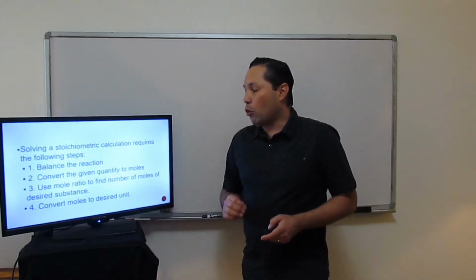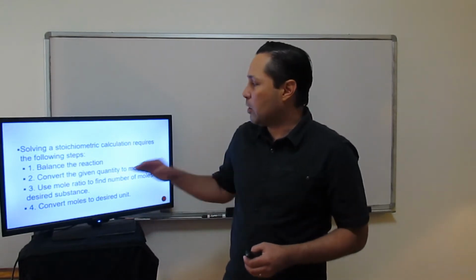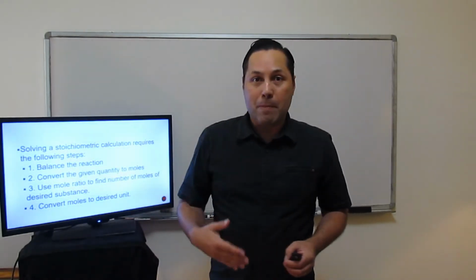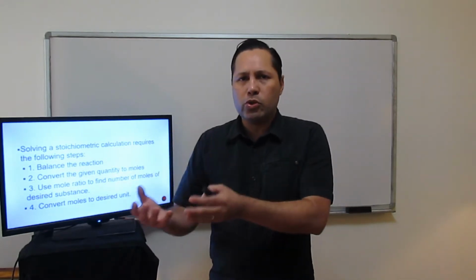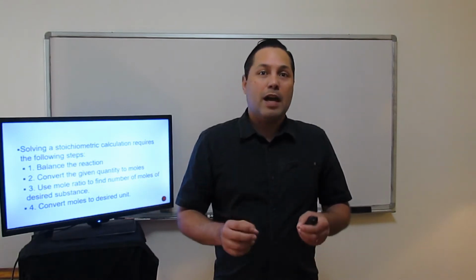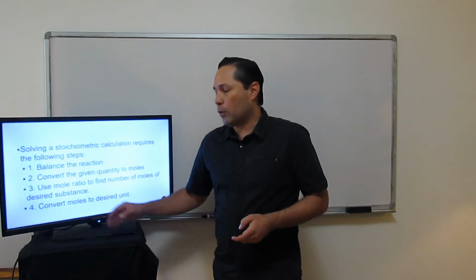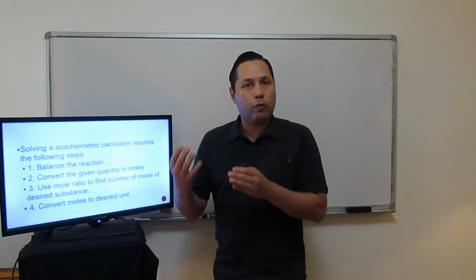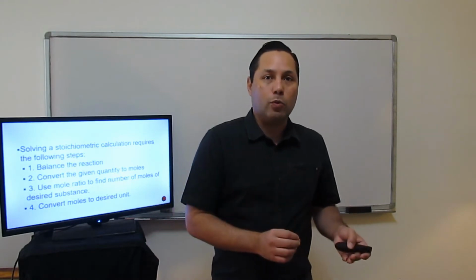Number three, use the mole ratio. In the mole ratio, you're going to look at the chemical reaction that has already been balanced, and figure out how many moles you're using and how many moles will be produced, for the particular molecule that was given and the particular molecule that you're looking for. At the end, step 4, we're going to take the moles of whatever it is that you're looking for and convert them from moles back to grams.